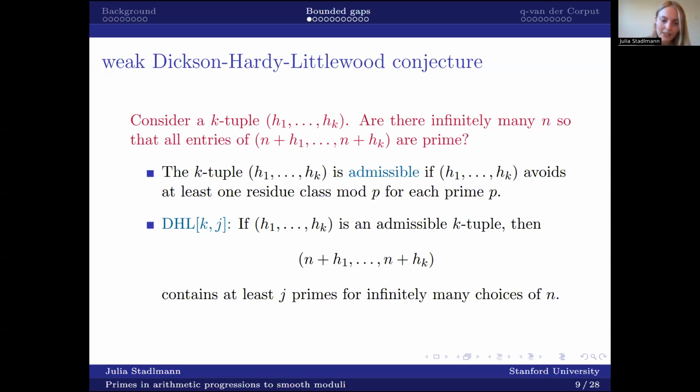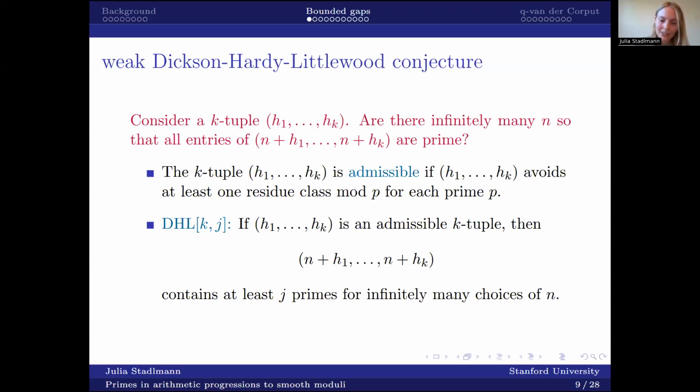And for those tuples, the Hardy-Littlewood conjecture says that there's infinitely many n for which all entries of n plus h1 up to n plus hk are prime. Now, unfortunately, the Hardy-Littlewood conjecture is open for any k greater or equal to 2, so that's not very helpful. So really, we're interested in a statement that's a bit weaker.